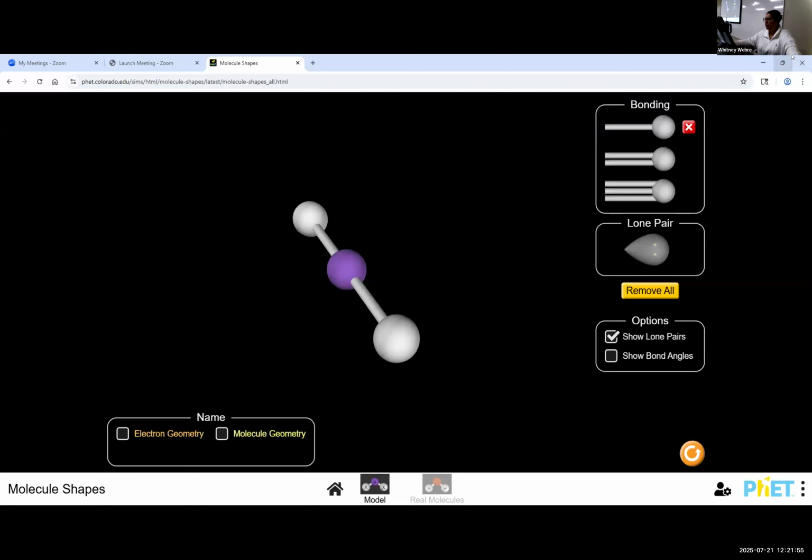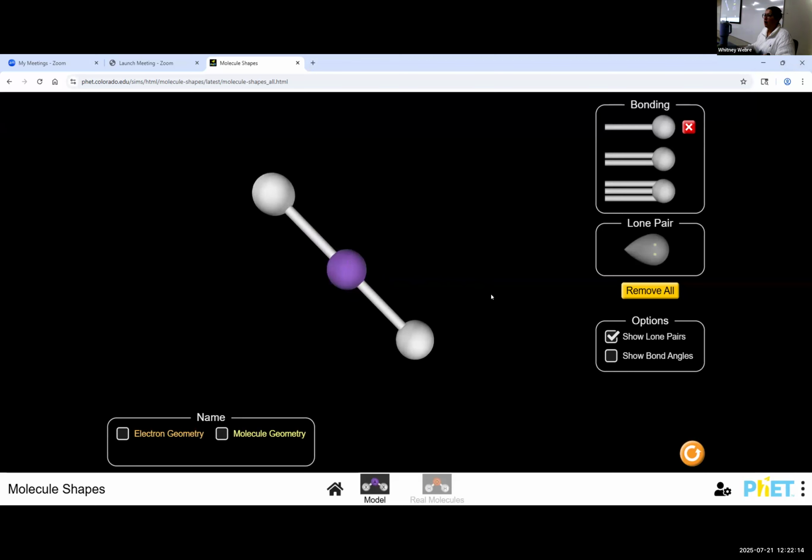I love PhET simulations. You already know that. They're a lot of fun. And if you're a visual learner, like myself, when I was learning this, my professor would come to class with all of these models and she would do it right in front of you. But I think this is a better way of doing it just because you can do it from home.